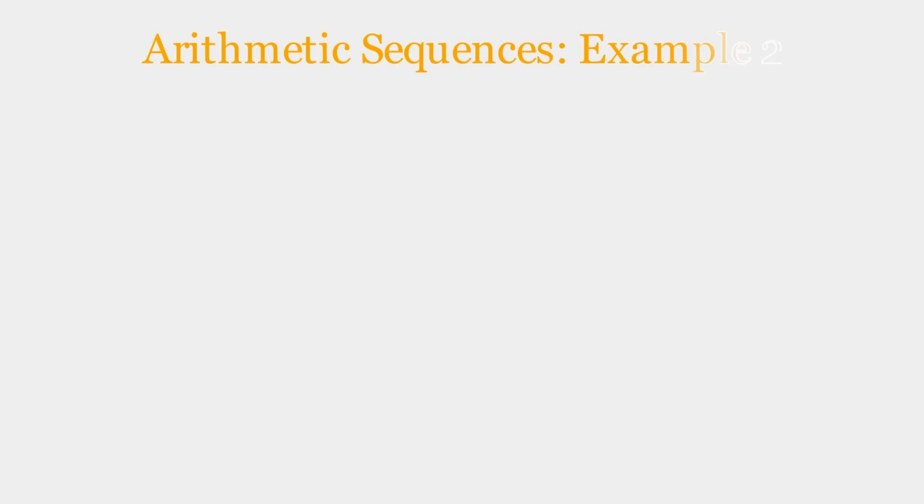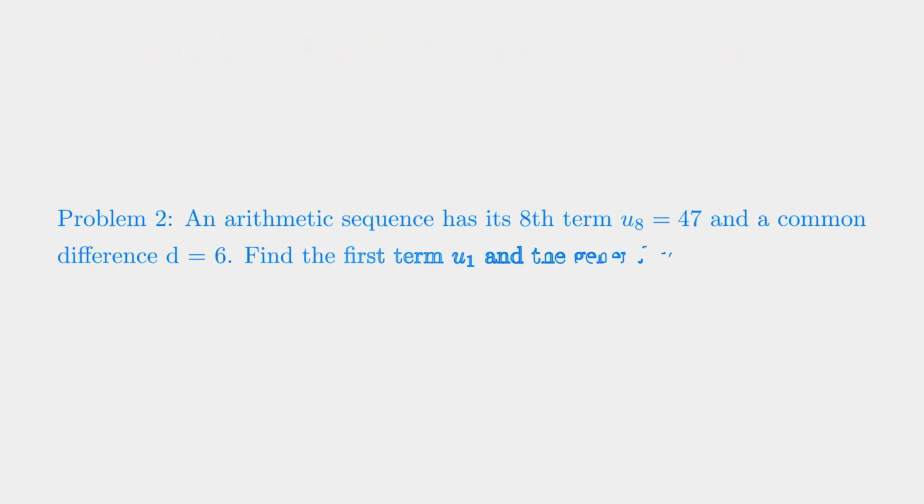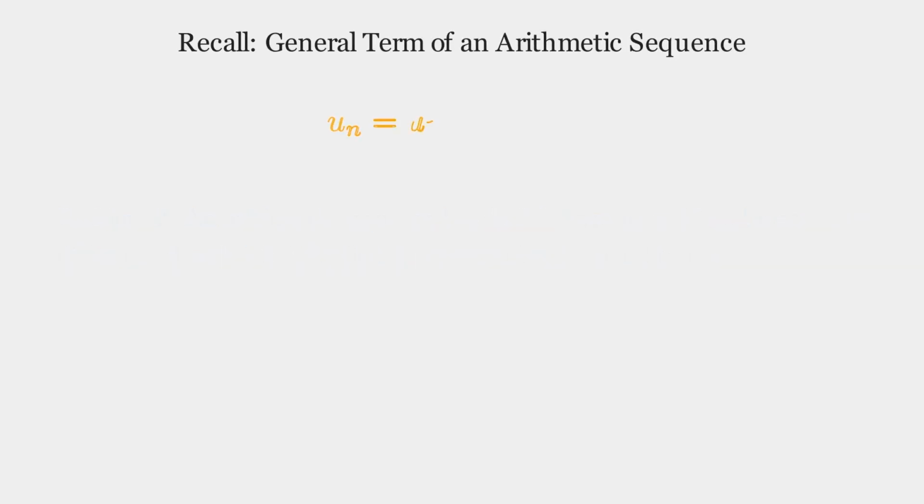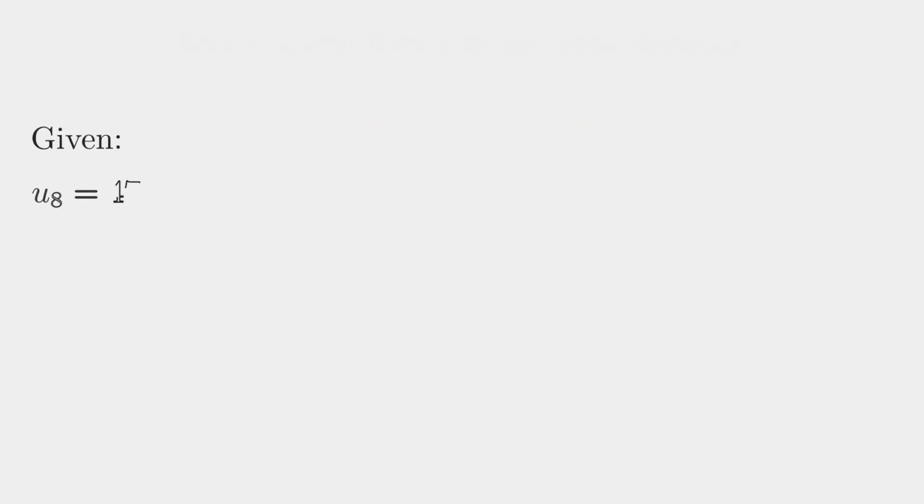Looking at the last example for today, let's say we have an arithmetic sequence whose 8th term is given to us as 47, and we have the common difference D. Here, the question is asking us to find U1 and the general term Un. We know that the general term is Un equal to U1 plus n minus 1 times D. We know that U8 is 47, n equal to 8, and D is equal to 6. So replace these values into the formula to find U1.